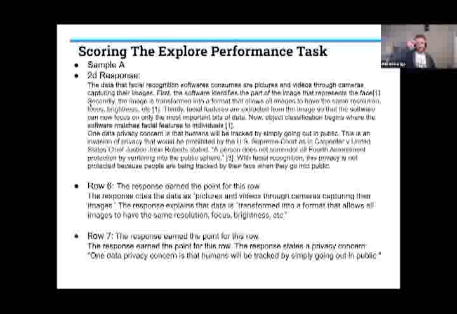So what did the student write for 2D? The data that facial recognition software consumes are pictures and video through cameras capturing their images. First, the software identifies part of the image that represents the face. Secondly, the image is transformed into a format that allows all the images to have the same resolution, focus, etc. Thirdly, facial features are extracted from the image so that the software can now focus on only the most important bits of data. Now, object classification begins where software matches facial features to images.